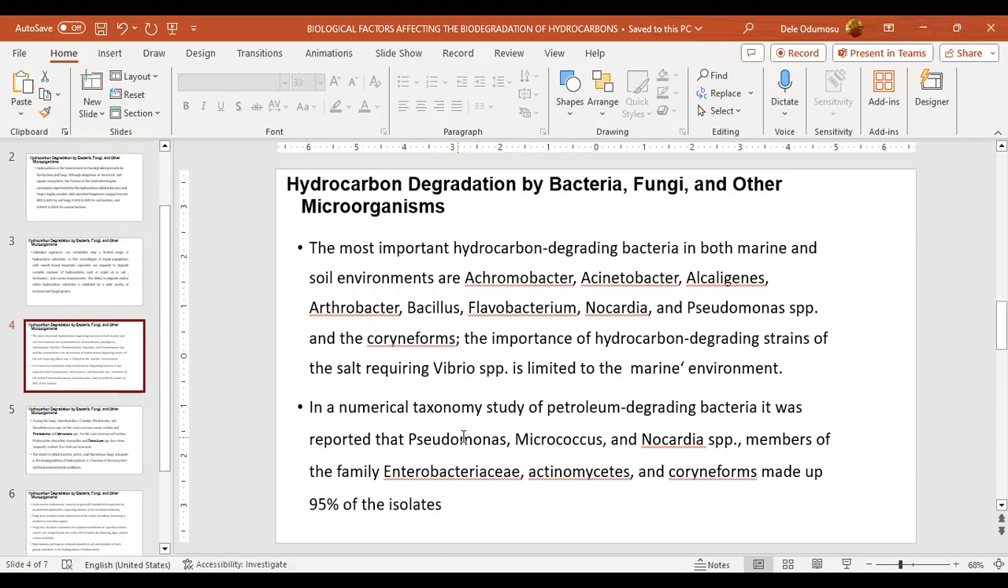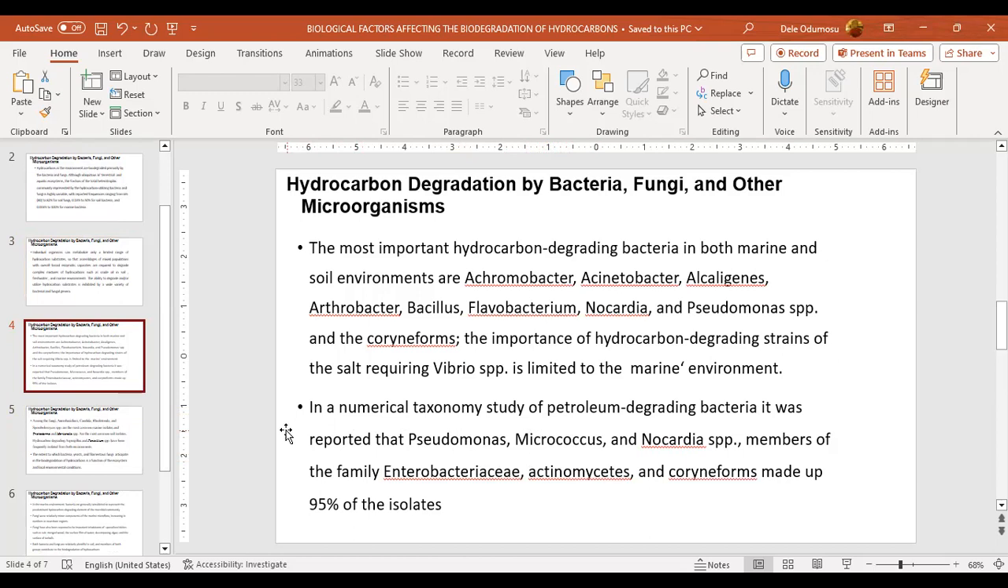In the numerical taxonomy study of petroleum degrading bacteria, it was reported that Pseudomonas, Micrococcus, and Nocardia, together with other members of Enterobacteriaceae, Actinomycetes, and coliforms, made up 95% of isolates.